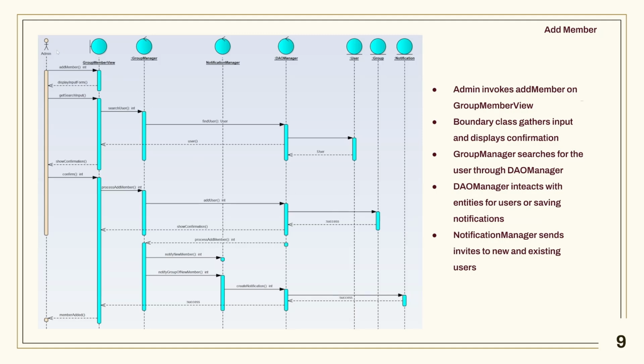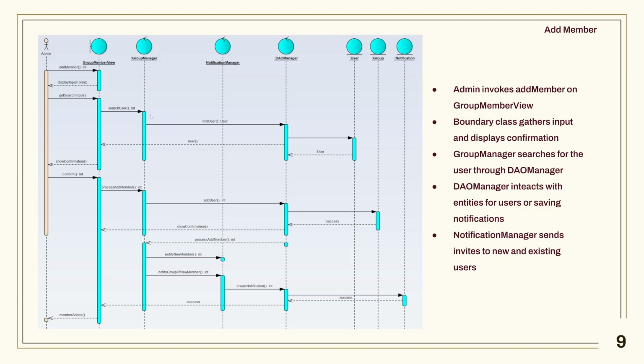This is the sequence for adding a member. Initially, the user clicks the add member button. The group member view, which is the boundary class, will return the input form. The user will enter the username or the email of the user they want to add.